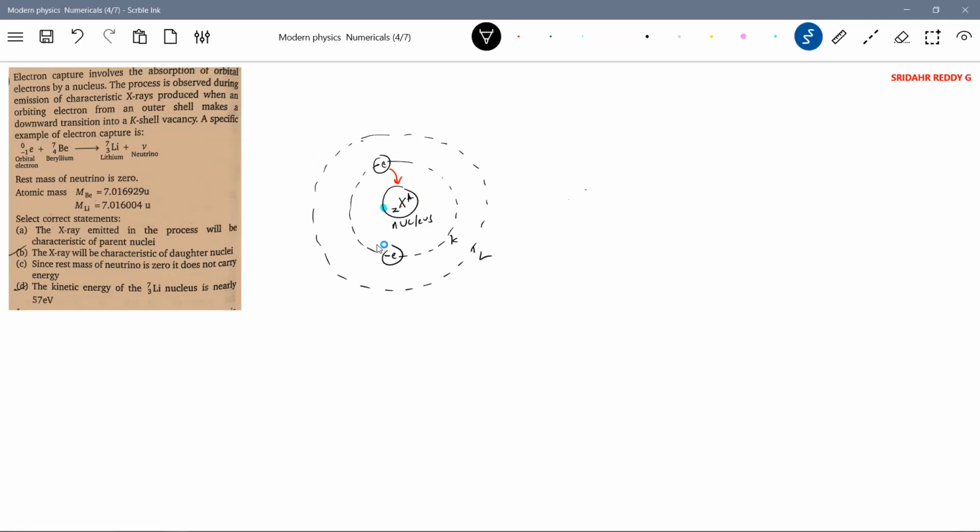So after capture, what will happen? The number of nucleons will remain the same. The charge will decrease. It will become Z minus 1. Who can fill up the vacancy? It can be filled up by the electrons.